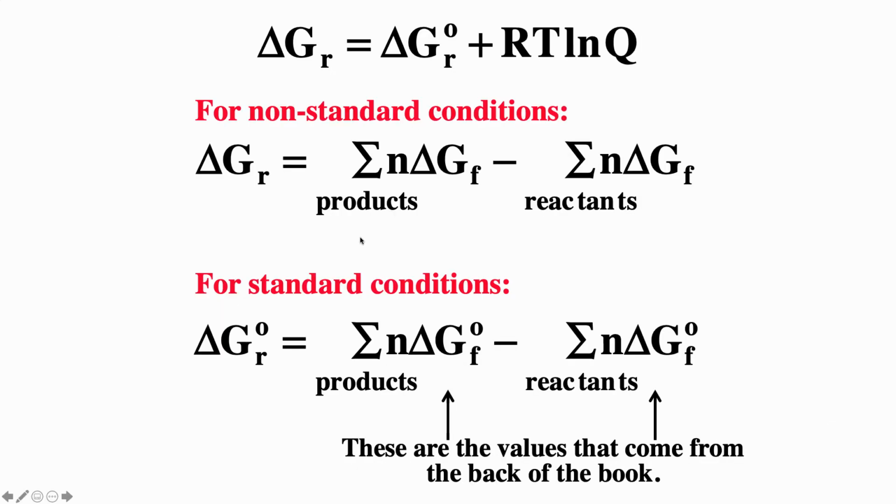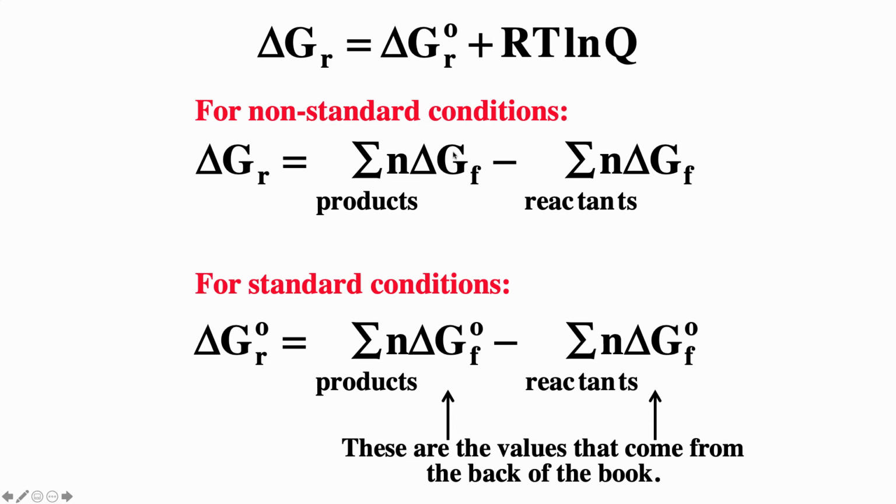And remember, you can also do products minus reactants. And so delta G naught equals the products standard Gibbs free energy minus reactant standard Gibbs free energy. And for standard conditions, you're just using pure solids and pure liquids. And you can get those values typically in a table. If you do non-standard conditions, you'll need to actually calculate the non-standard Gibbs free energy.